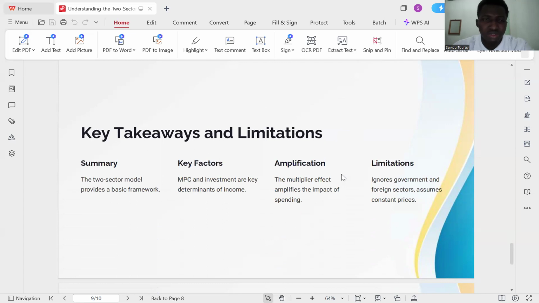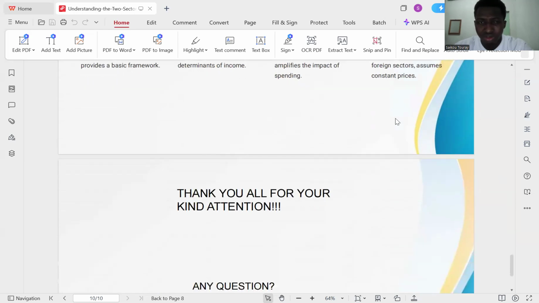In this presentation, the key takeaways and limitations: the two-sector model provides a basic framework, and later on we are going to discuss it in more depth. The key factors, MPC and investment, are key determinants of income amplification, and the multiplier effect amplifies the impact of spending. Here we have the limitations: we ignore the government and foreign sectors, and assume constant prices.